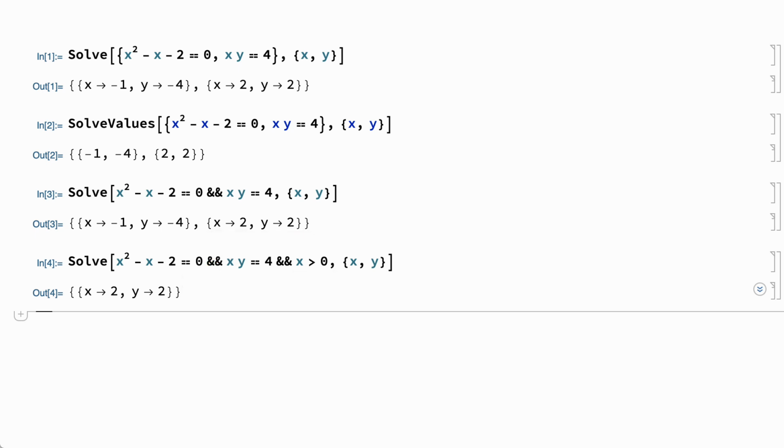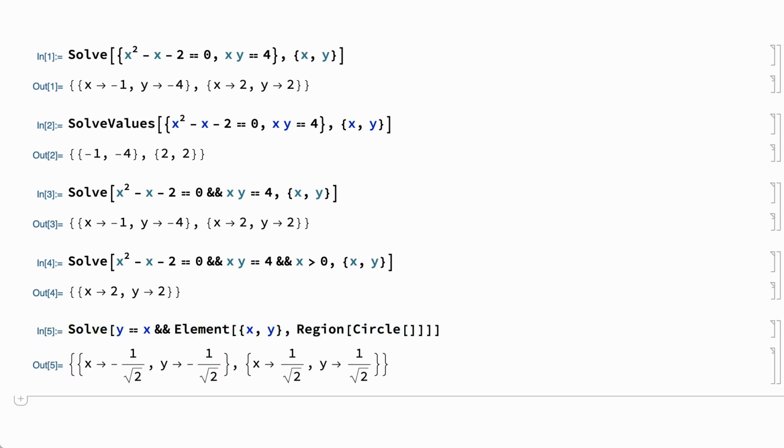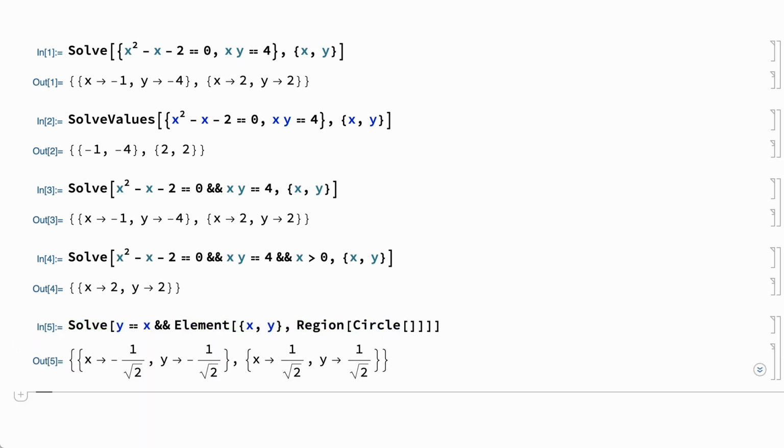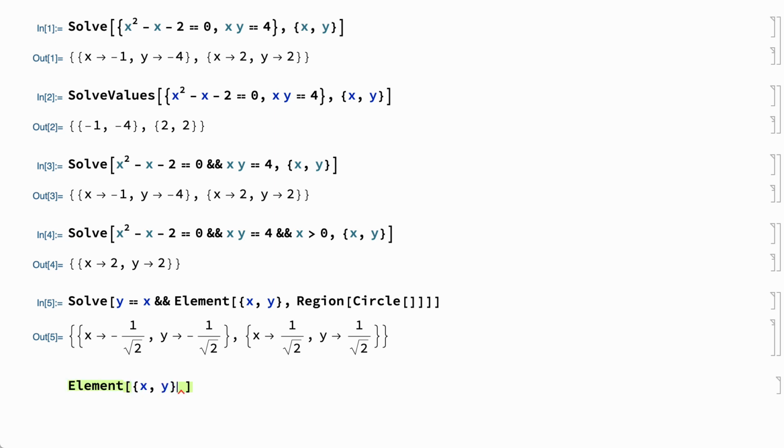Constraints can also be specified using region expressions. For example, this input solves for variables x and y that satisfy the equation y equals x, and such that the coordinate {x, y} falls on the unit circle. That input uses the Element function to enter the constraint.